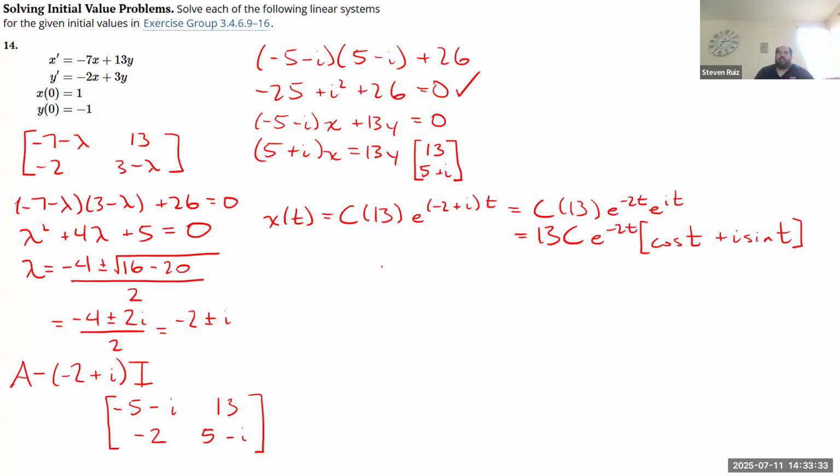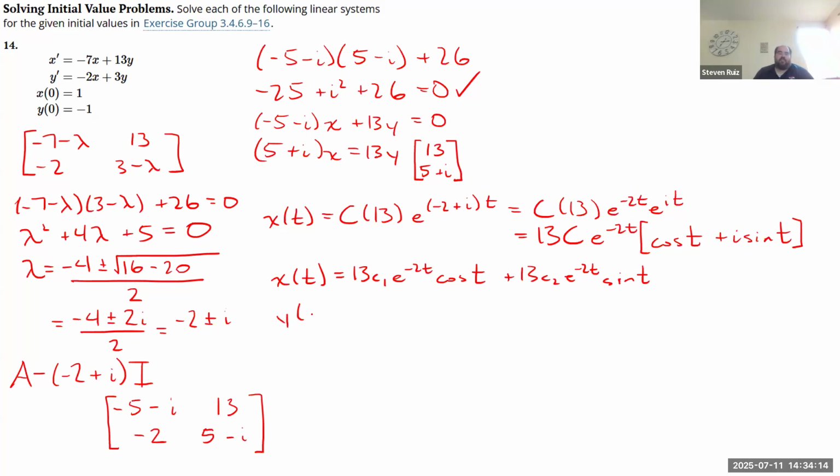All right, so now that we've decomposed that, we can start thinking about where the real and the imaginary components will wind up. I'm multiplying by a real number, so the imaginary and the real components are not really going to change hands. So what I'll have here is 13 C1 e to the negative 2t cosine t plus 13 C2 e to the negative 2t sine t. All right, so that's x of t, the general solution for that.